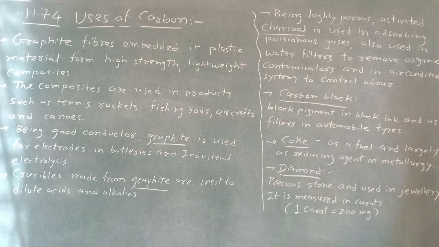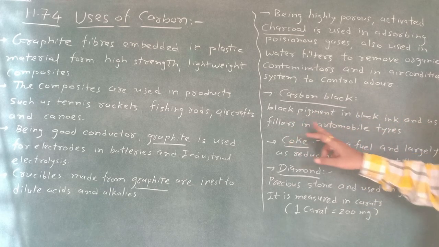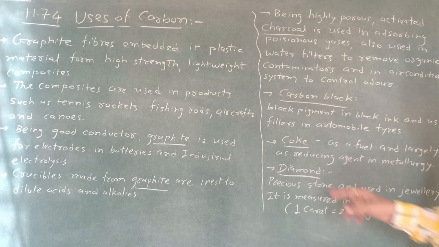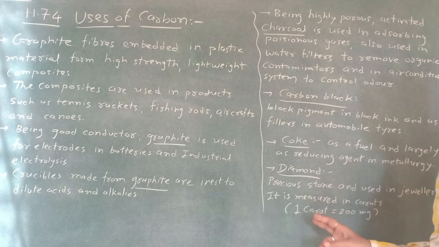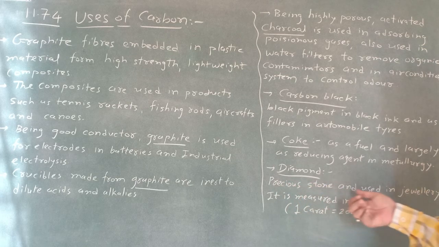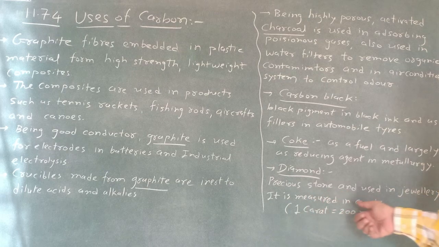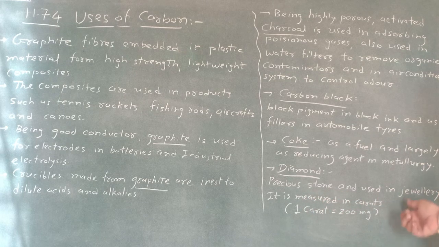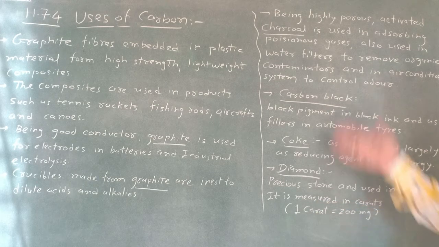Carbon black is used as a black pigment in black ink and as a filler in automobile tires. Coke is used as a fuel and largely as a reducing agent in metallurgy. And diamond is a precious stone, you know, diamond forever. Once again, a precious stone used in jewelry. It is measured in carats, and 1 carat is equal to 200 milligrams.